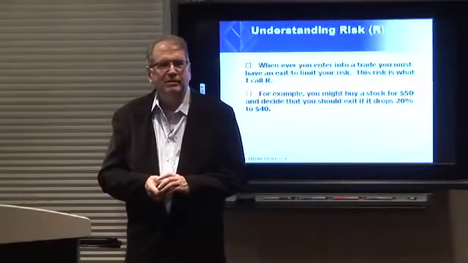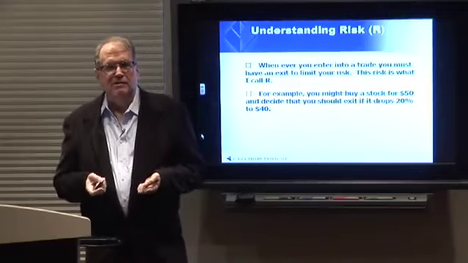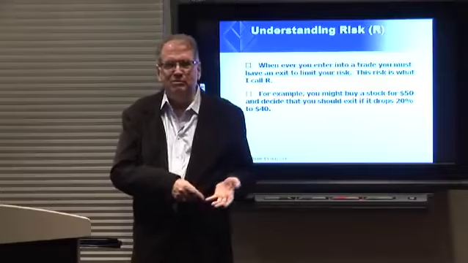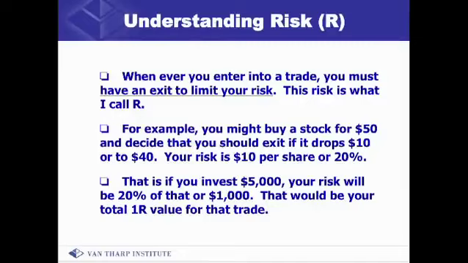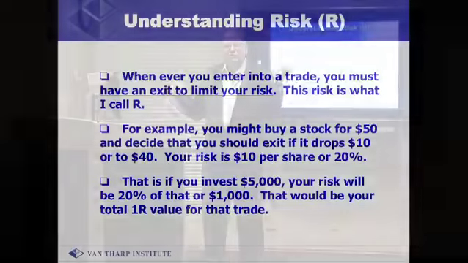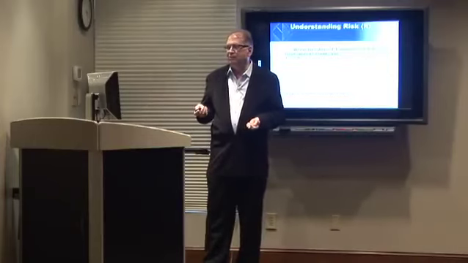Whenever you enter into a trade, you need to know at the time you enter where you'll get out to control your risk. And the difference between your entry and your exit is what I call your risk, or 1R. For example, if you buy a stock at $50, and you decide you'll exit if it drops 20% to $40, then your risk is $10 per share, or 20%. And your total risk, if you invested $5,000, would be 20% of that, or $1,000, which is a way of saying your total risk, or your total 1R, would be $1,000 for that trade.